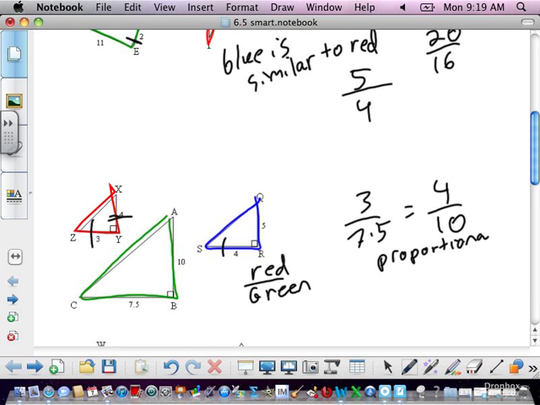Proportional. Okay. 4 over 10 would be the easiest one to reduce. What would that reduce to? 2/5. So that is my scale factor. Okay. All right, let's turn it over.